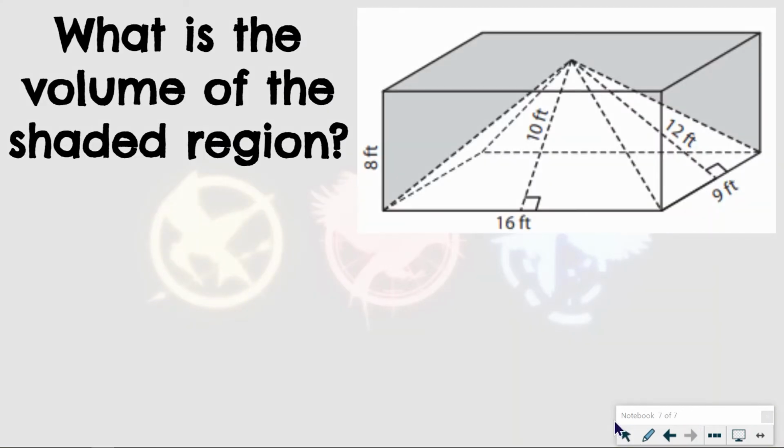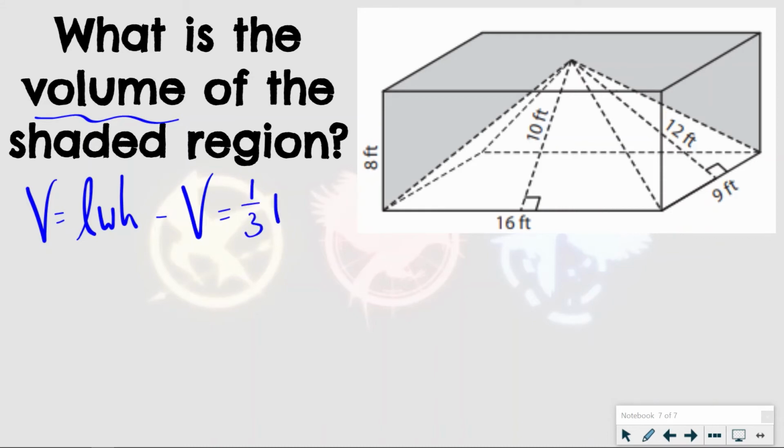So you're going to be thinking about the volume of that shaded region again, so it's the same kind of logic. I'm thinking about the entire volume of that rectangular prism. That's length times width times height. And then I'm going to subtract out the volume of this unshaded pyramid that's squeezed inside of there. So I'm thinking about volume of the rectangular prism, length times width times height. And that's 16 times 9 times 8.